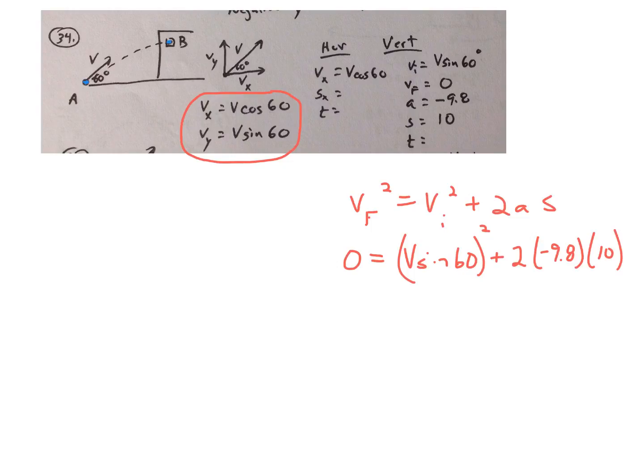You just got to be careful here because you're going to get v squared sine squared 60. In other words, take the sine of 60 and square that. Plus, in other words, minus 4.9 times 10 is 49. So you move the 49 to the other side. It'll be positive 49 divided by the sine squared of 60. Sine of 60, get the decimal, square that. Divide it into 49, and then take the square root to get v.